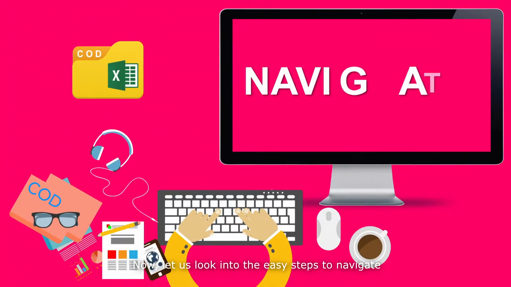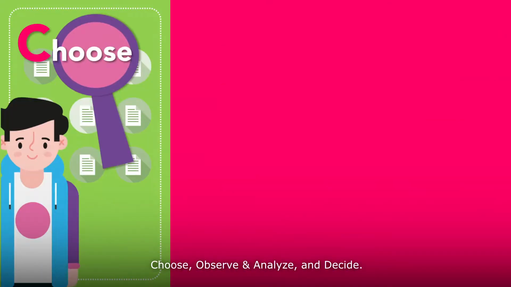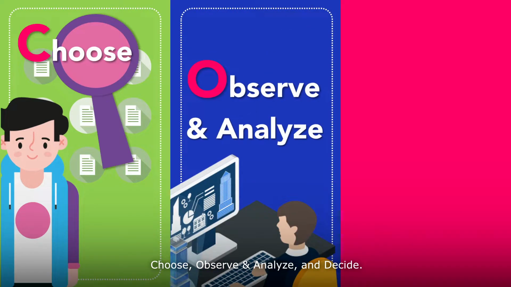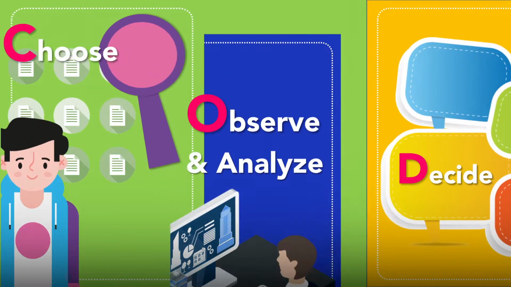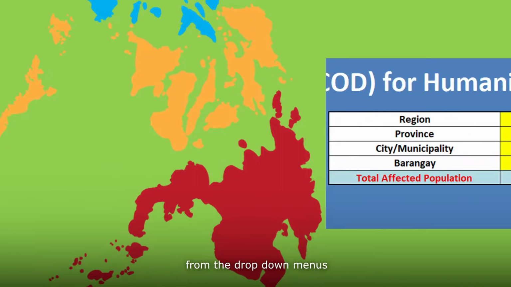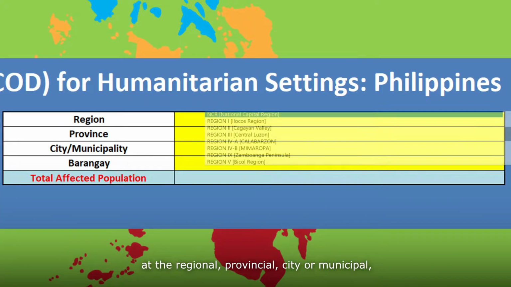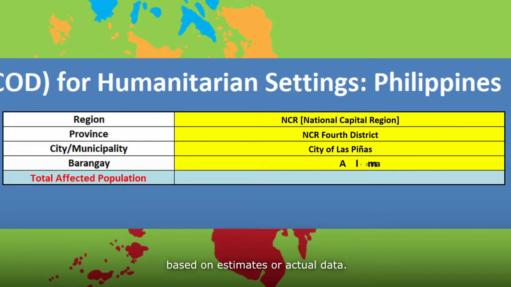Now, let's look into the easy steps to navigate the Common Operational Datasets, simplified into 3 key stages as Choose, Observe and Analyze, and Decide. The first step is to choose the geographic location from the drop-down menus at the regional, provincial, city or municipal, and barangay levels. You can also input the total affected population based on estimates or actual data.